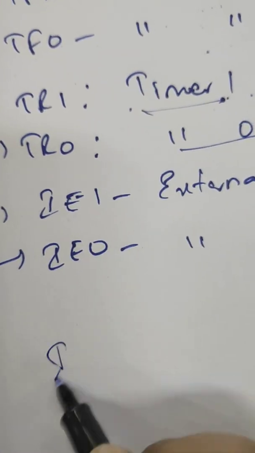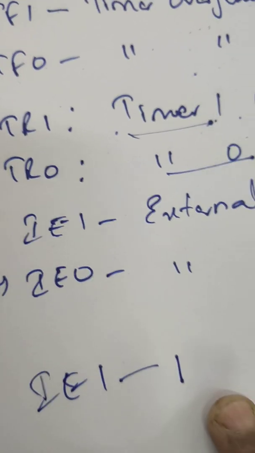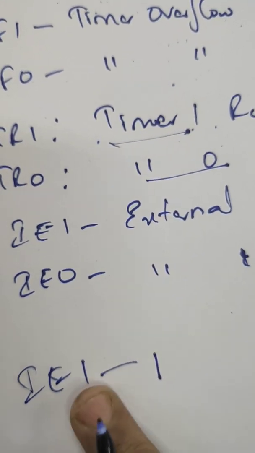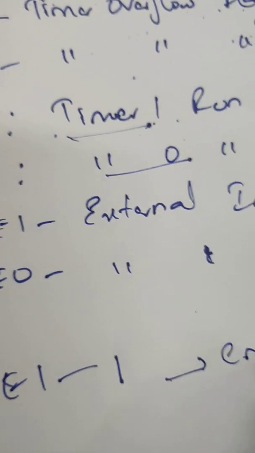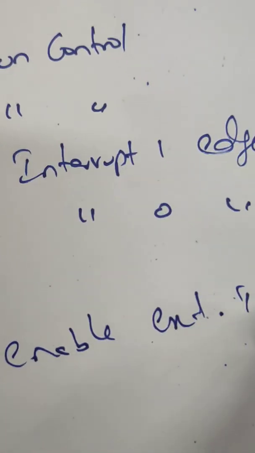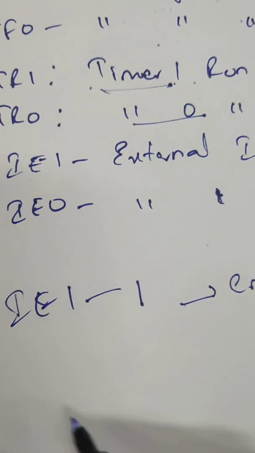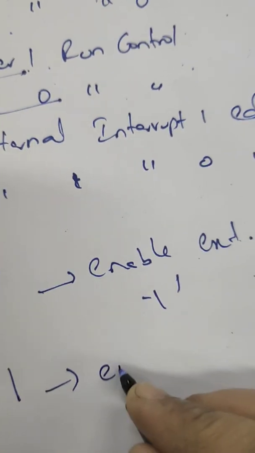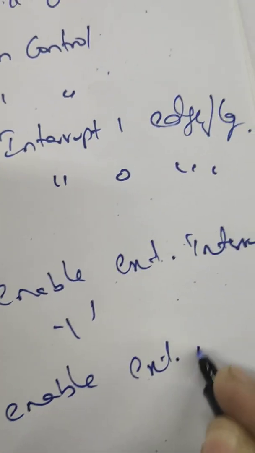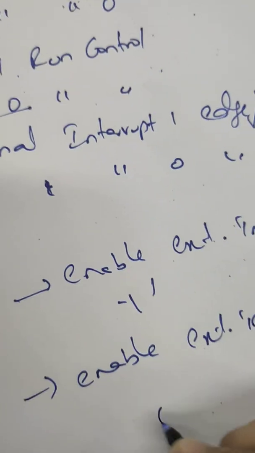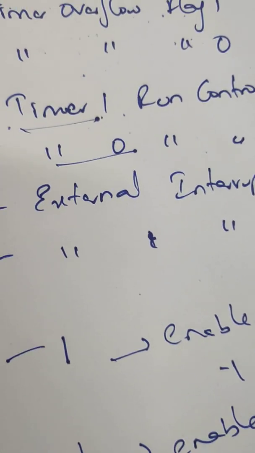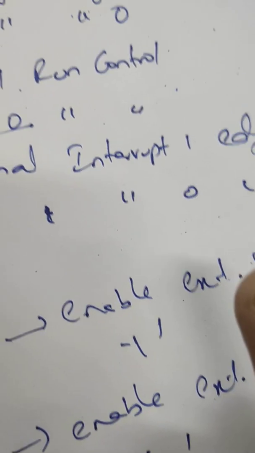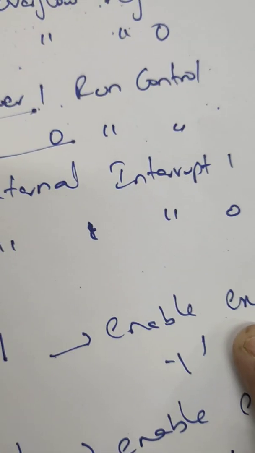So here IE1 is set to 1. When it is set to 1, it enables external interrupt 1. Similarly, IE0 is set to 1 to enable external interrupt 0. And this external interrupt is for triggering on the edge signal. We are triggering the edge signal.